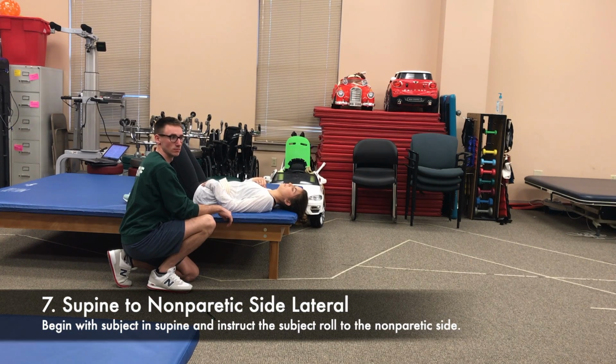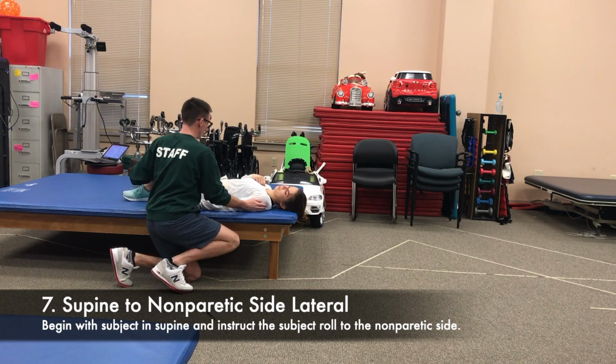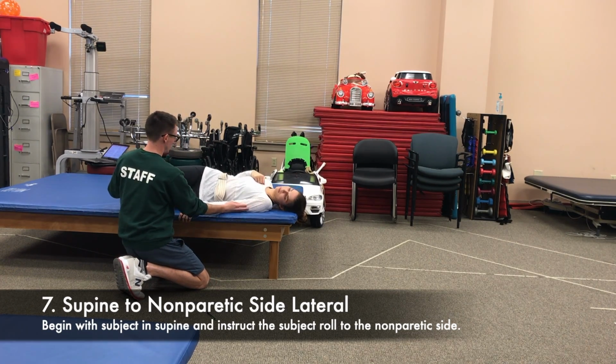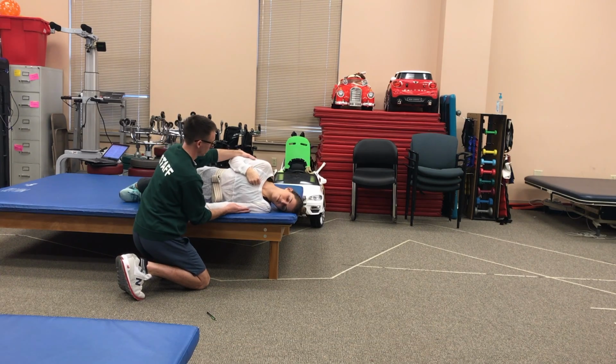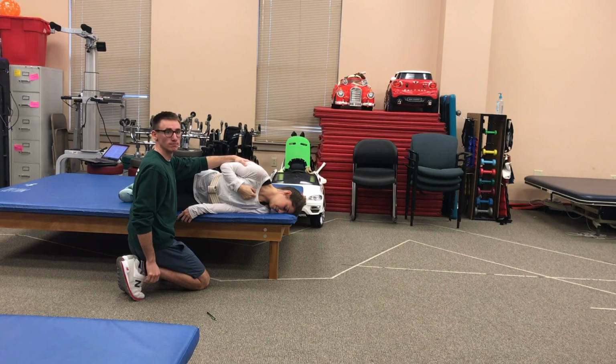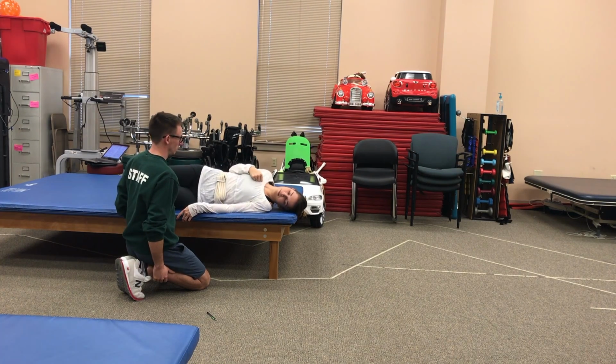Number 7, supine to the non-paretic side, lateral. Begin with the subject in supine on the treatment mat. Instruct the patient to roll to the non-paretic side. Assist as necessary. Evaluate the subject's performance on the amount of help required. Do not consider the quality of performance.